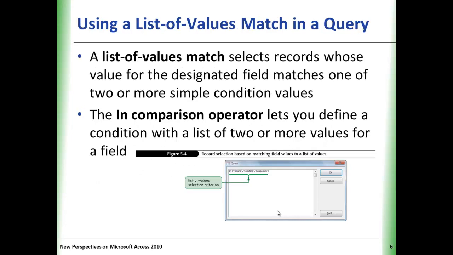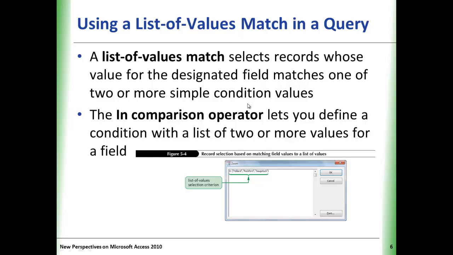In works very similar to an or. I can say I want Bellevue or Redmond or Issaquah or North Bend. The problem with that is that after we do a few of those, we forget to put the or in. The in allows us to do something similar, but we put in and then we put our names. In Bellevue, comma, Redmond, comma, Issaquah, comma, North Bend. So we'll learn how to use that.